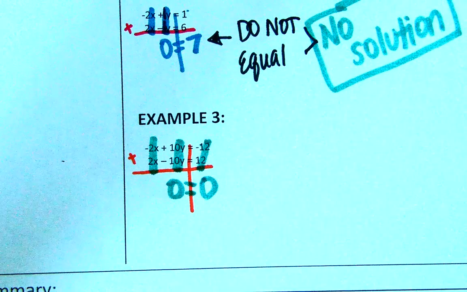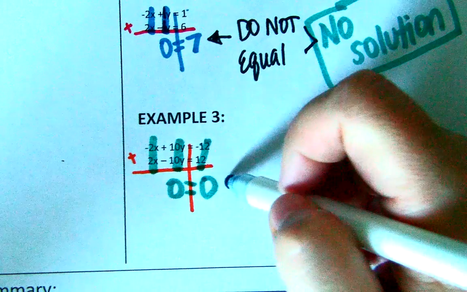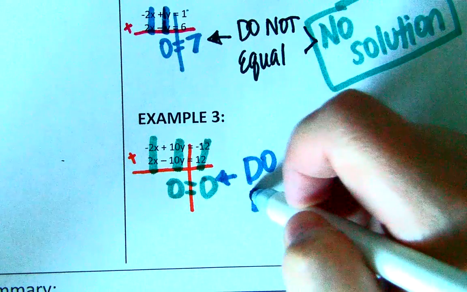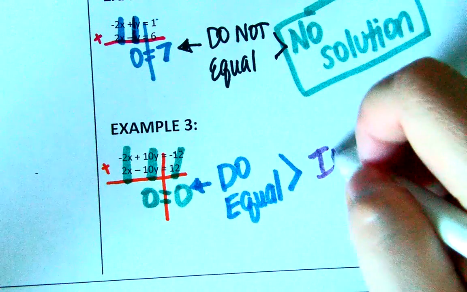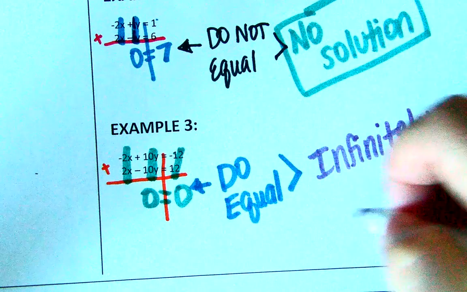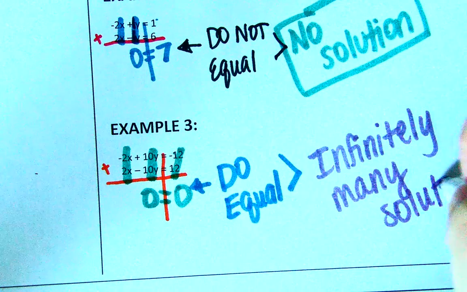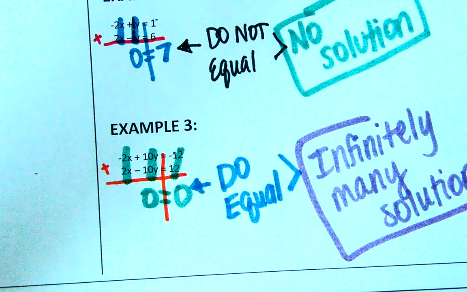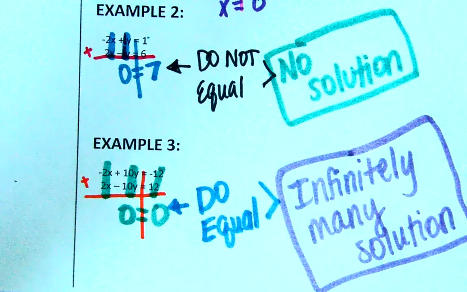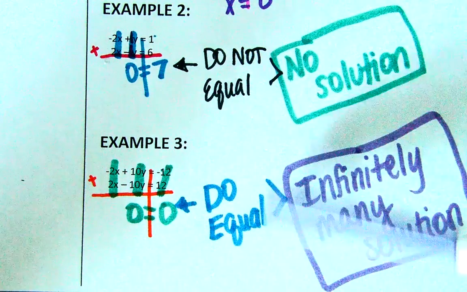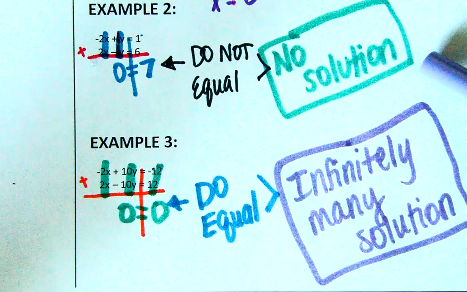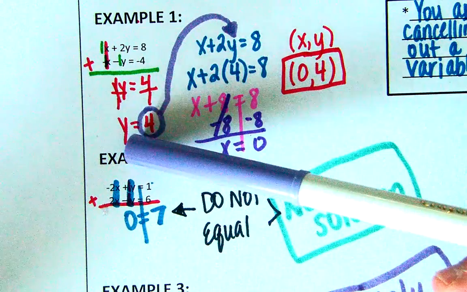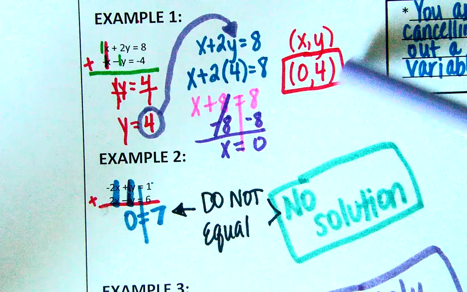Well, does 0 equal 0? Yes, it does. So these do equal. And since they do equal, your answer is going to be infinitely many solutions. So notice when my variables canceled out, if they equal, it's infinitely many solutions. If they do not equal, then it's no solution. If your variable does not cancel out and you still have a variable, then you are solving for both x and y.